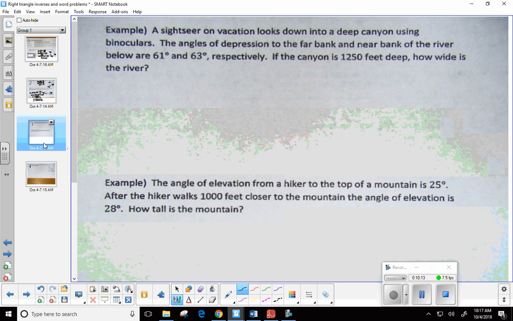So we'll go into this one, and it says a sightseer on vacation looks down into a deep canyon using binoculars. The angles of depression to the far bank and near bank of the river below are 61 and 63 degrees, respectively. If the canyon is 1,250 feet deep, how wide is the river? I'm just going to give y'all a minute or two so you can draw the diagram, just so you can visualize it better.